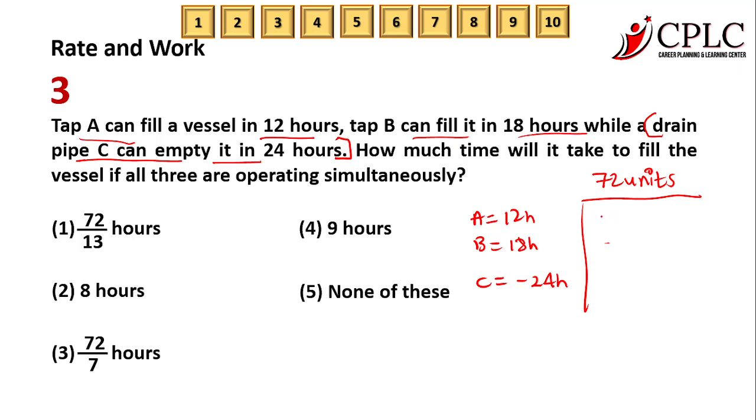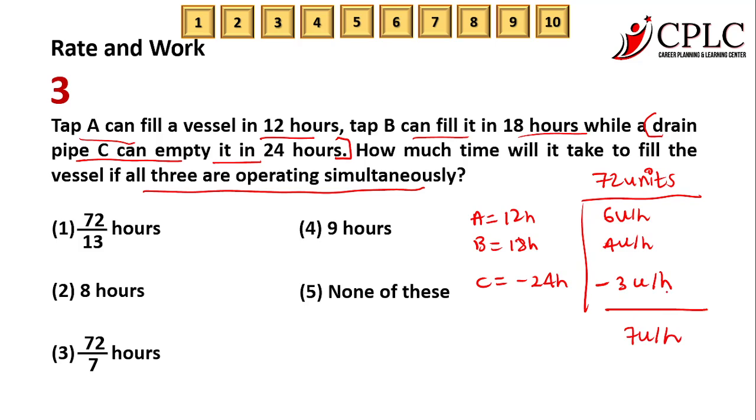A can do 72 units in 12 hours, so the efficiency is 6 unit per hour. Then B can do it in 18 hours, so 4 unit per hour. C can do it in 24 hours, so 3 units per hour. But then negative 3 units because it is emptying the vessel. It is draining the vessel. Now, all three of them are working together or operating simultaneously. So their combined efficiency will be 7 unit per hour.